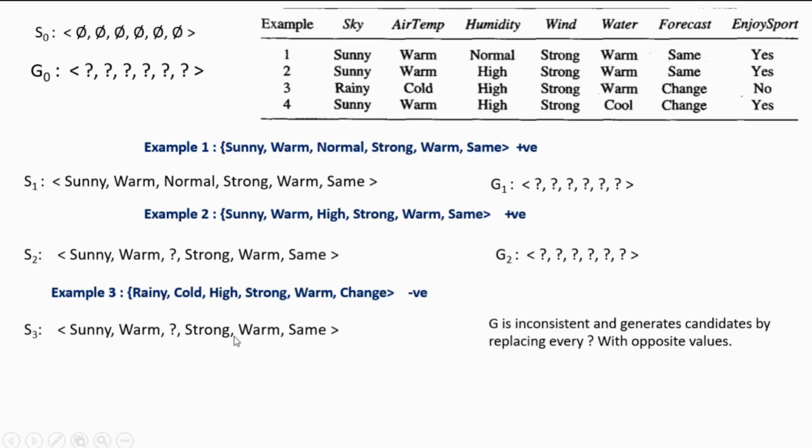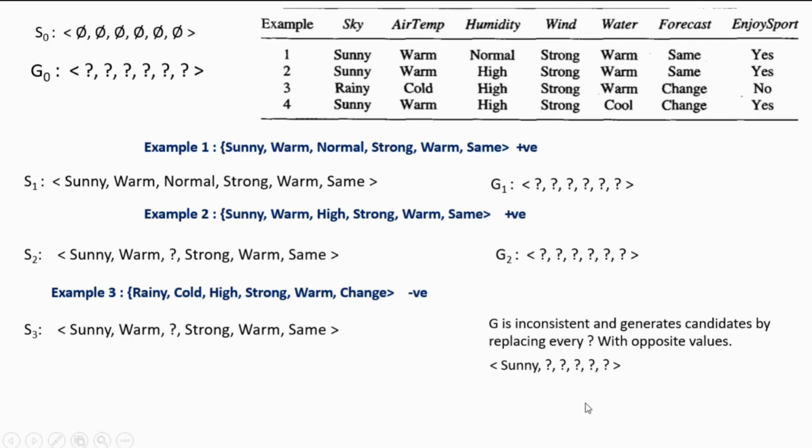But in case of the G boundary, it considers this negative example too. What it will do is, since this all-question-mark hypothesis is consistent for positive only, but for negative it becomes inconsistent, it generates the general candidates by replacing every question mark with its opposite value. Because rainy, cold, high, strong, warm, change leads to negative, suppose it has to be turned to positive, what must be here? A simple assumption is the opposite value. So with the opposite value, every question mark is going to be replaced.